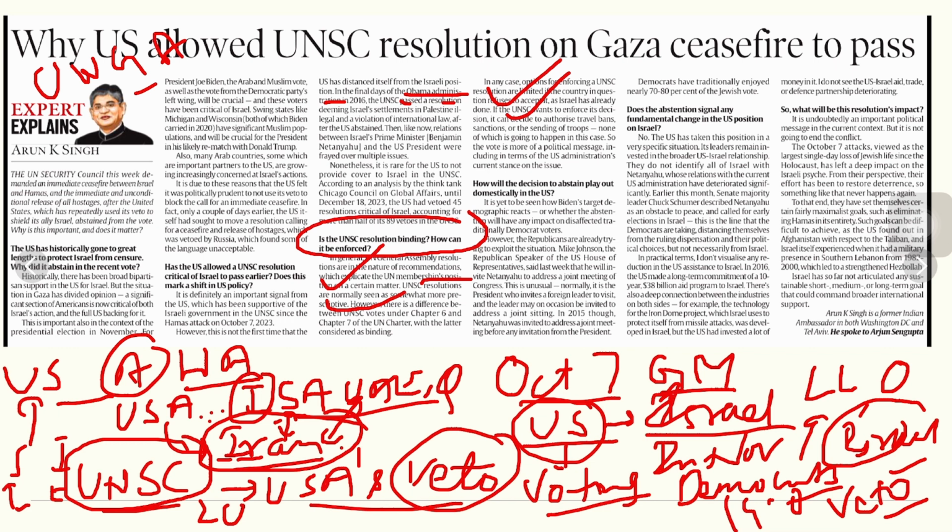If the Security Council wants to enforce its decision, it can authorize travel bans, sanctions, or the sending of troops, none of which is going to happen in this particular case. So this is just a messaging to Israel, but it does not have more teeth. You can write about this one.